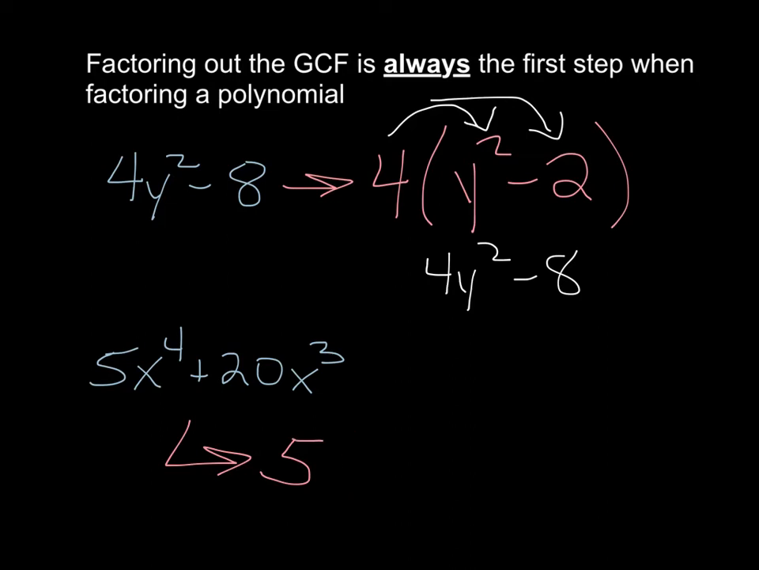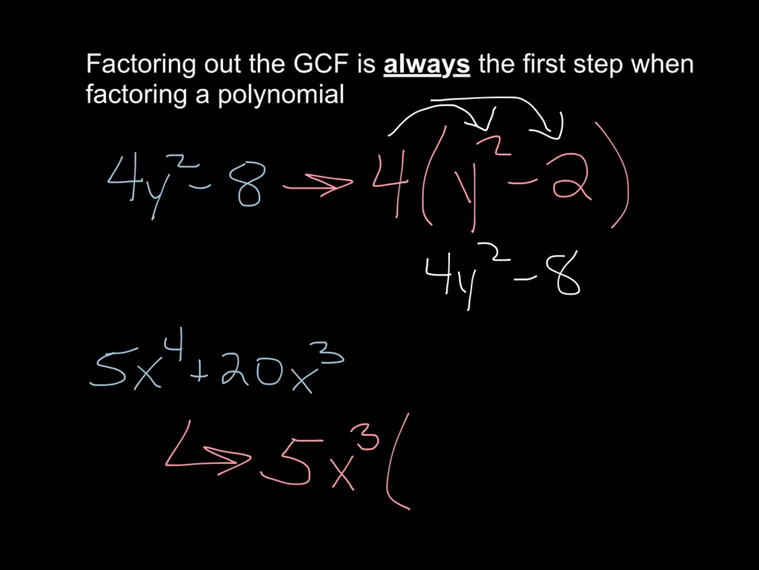Okay, now we're going to move on to the x's and say to ourselves, what's the most amount of x's that we can divide into both of these terms? Well, the biggest amount happens to be the smallest exponent. Okay, so we can take out x cubed. So we're going to say our greatest common factor is 5x cubed.